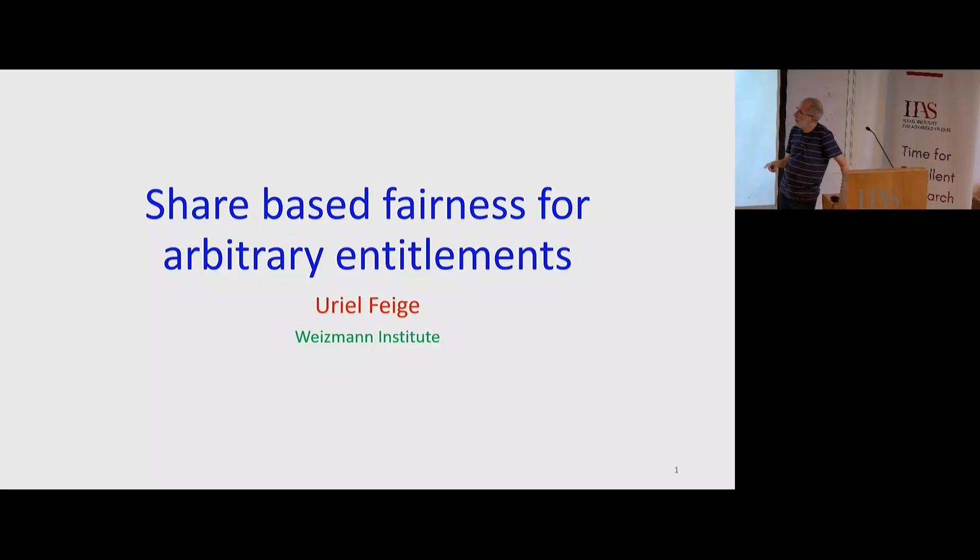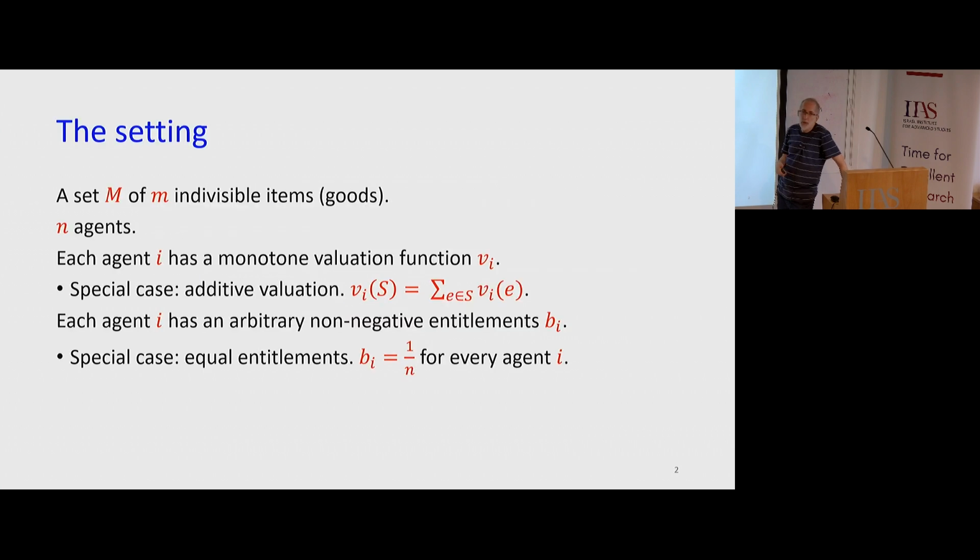Okay, so in this second part, I'll talk about share-based fairness notions for the situation in which agents have arbitrary entitlements, not necessarily equal. Just as a reminder, we have a set M of n indivisible goods. We have n agents. Each agent has a monotone valuation function over the goods. A special case can be additive valuations that we've seen before. And each agent has an arbitrary non-negative entitlement, which we denote by b_i.